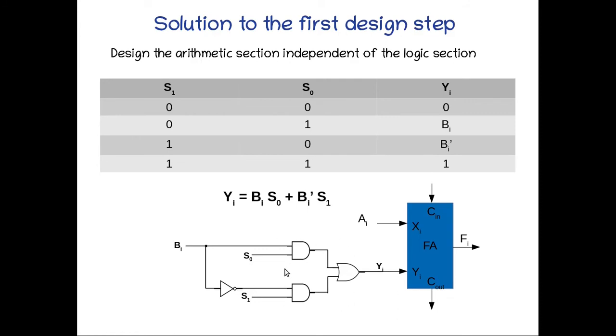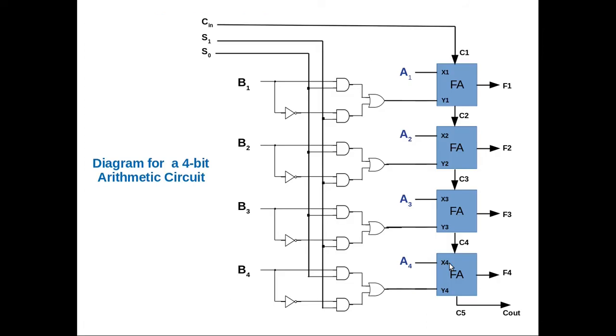Then we will get a circuit like this. So the connection will be like this. This is the arithmetic section independent of the logic section. Then, if we are considering 4 bits, the circuit will become like this. The 4-bit arithmetic circuit will be like this, and based on the S0, S1 and Cin values, we can have different arithmetic operations that we have already discussed.